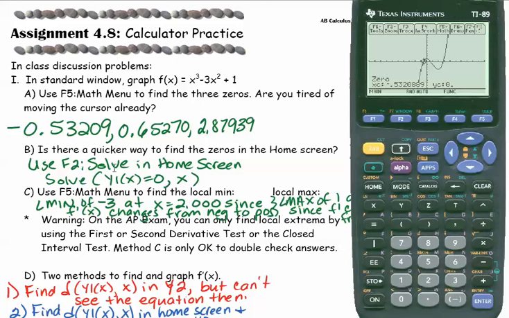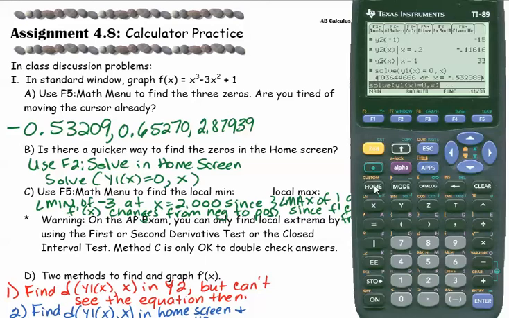All right, question B says, is there a quicker way to find those zeros in the home screen? Well, let's go to the home screen, and this is a good chance to remind you, if you don't want to see what you've done previously, F1 Tools has a choice 8 to clear the home screen. And notice it did not clear the entry screen, so that's what the clear button would do. So not necessary to clear the home screen, but easier in a video if you're not seeing the work that I've done earlier.